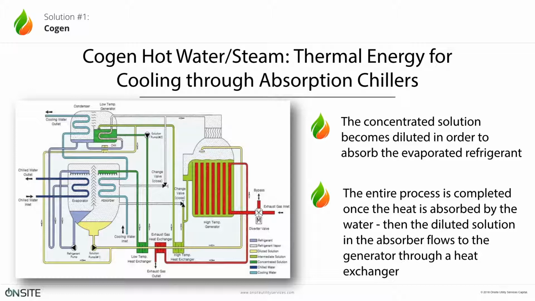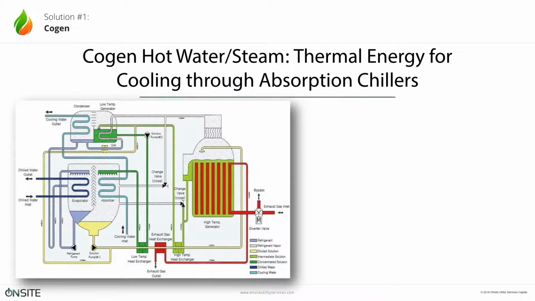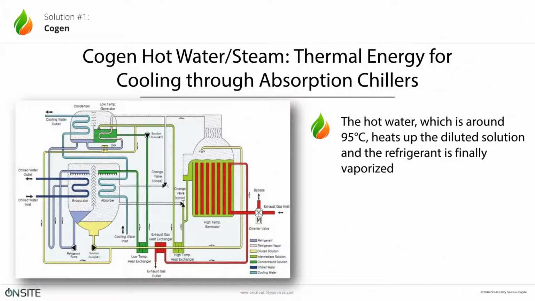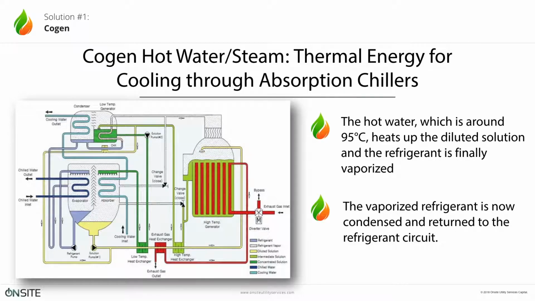Then, the diluted solution in the absorber flows through to a heat exchanger. The hot water, which is around 95 degrees Celsius, heats up the diluted solution and the refrigerant is finally vaporized. The vaporized refrigerant is now condensed and returned to the refrigerant circuit.